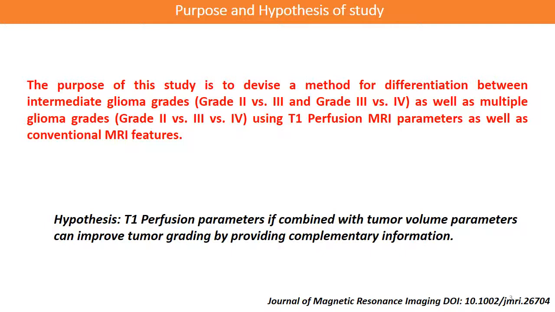The purpose of this study is to devise a method for differentiation between intermediate glioma grades as well as multiple glioma grades using T1 perfusion MRI parameters as well as conventional MRI features. The hypothesis behind this study is that if T1 perfusion parameters are combined with tumor volume parameters, it can improve glioma grading by providing complementary information.